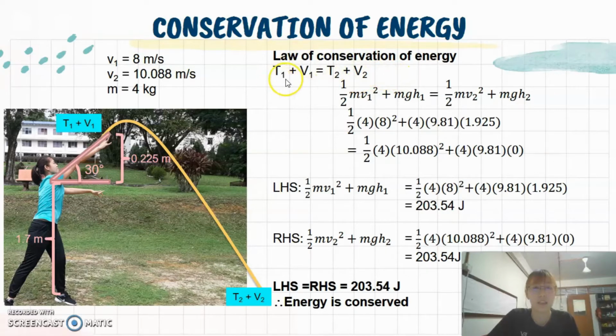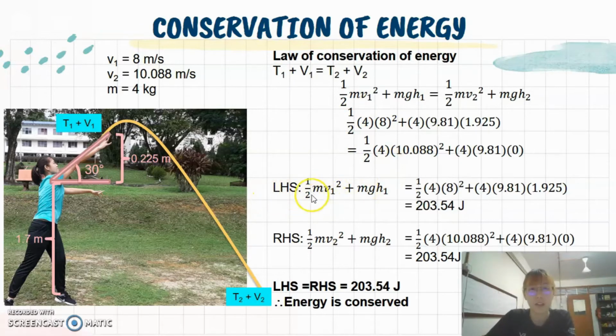And T is the kinetic energy, which we use the formula half mv squared, and then V is the potential energy, which we use the formula mgh. So we substitute in the values and the assumption which we get at LO1 to prove that the left hand side is equal to the right hand side.